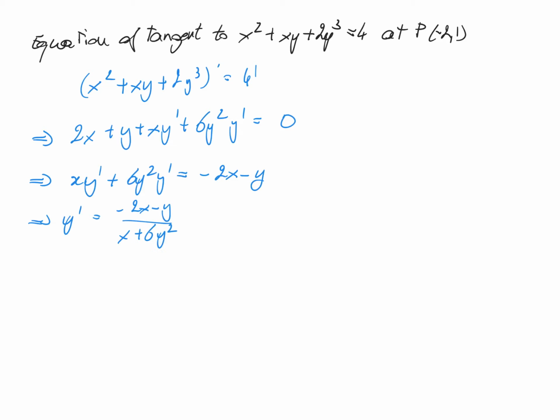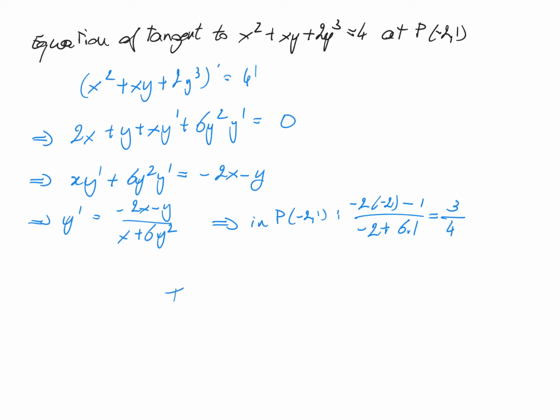squared. For the slope, we don't need to have the general expression of the derivative, but we need to have the derivative in the point P. So in the point minus 2, 1, we just plug in the value. So this is minus 2 times minus 2 minus 1 divided by minus 2 plus 6 times 1. So it is 4 minus 1, which is 3, divided by minus 2 plus 6, which is 4. So the value of the derivative is 3/4.